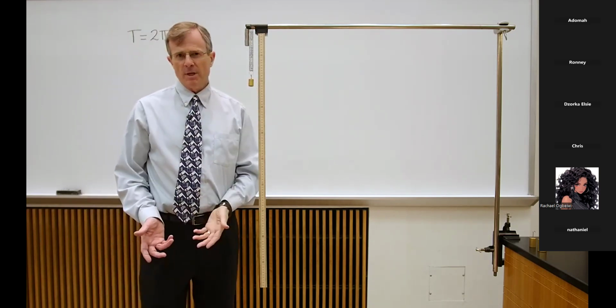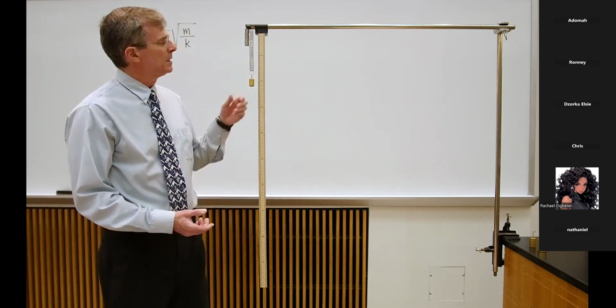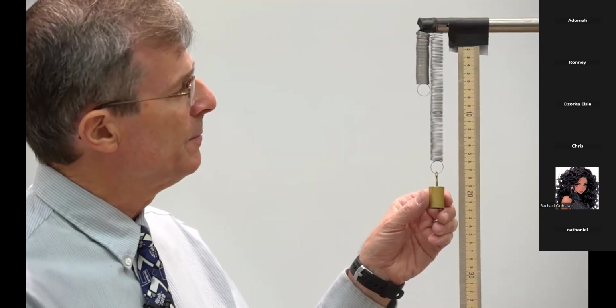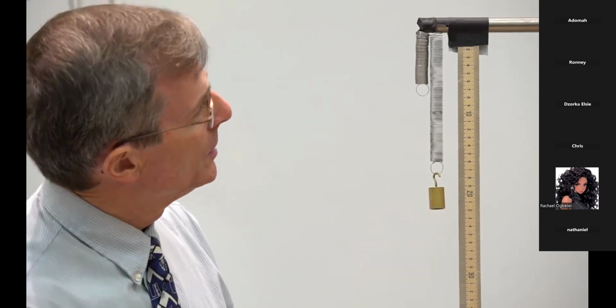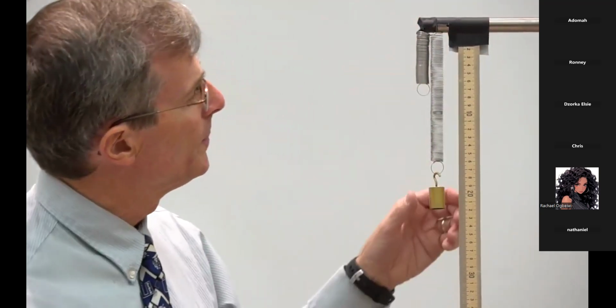In order to determine the amplitude, you have to first figure out where the equilibrium position is. That's the position at which this mass is not moving at all. So it looks to be at about 19 centimeters from the support up here. So look at this mass spring system.